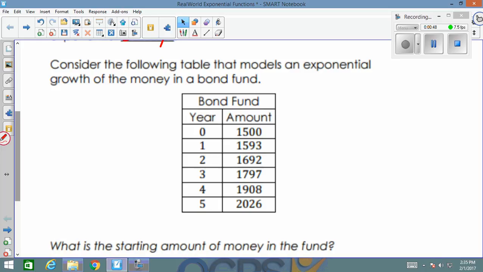Alright, so we consider the following table, and what we need to find is the difference between those two. So 1593 minus 1500, that'd be 93. This one will be 99. That'll be 105 for those two. These two, 1908 minus 1797, would be 111. And then this one would be 118.